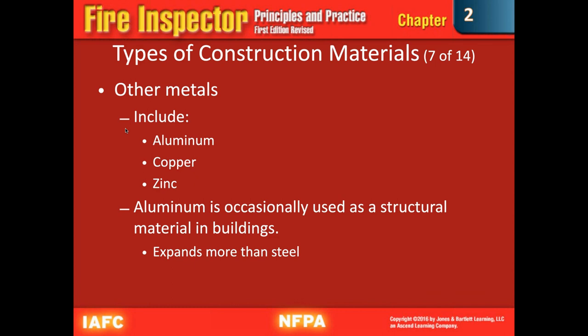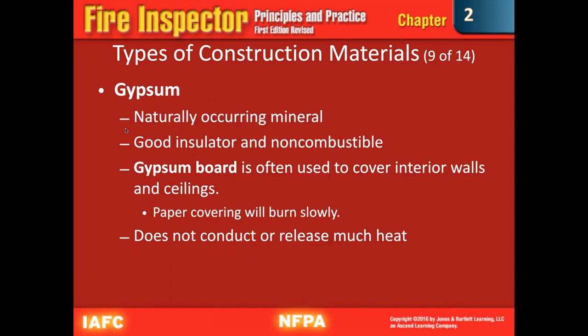All right. Aluminum is occasionally used as a structural material in buildings. It's not as strong as steel, like I was saying. In fire, though, here's where the problem is. It will expand more than steel, and it'll lose its strength really quickly. So that's why it's not as good.